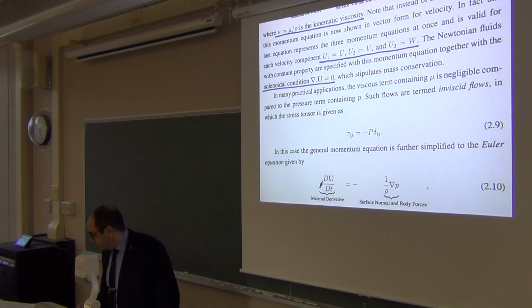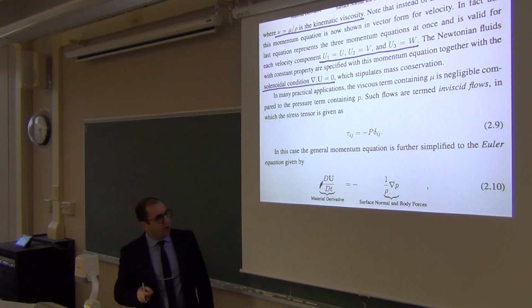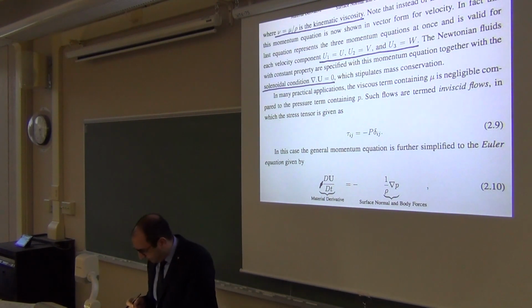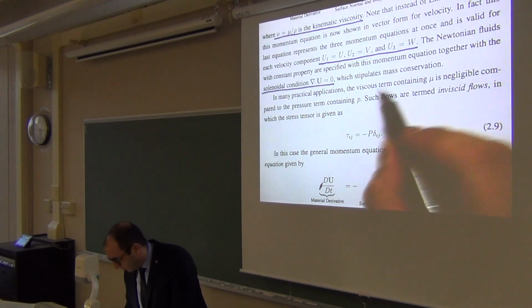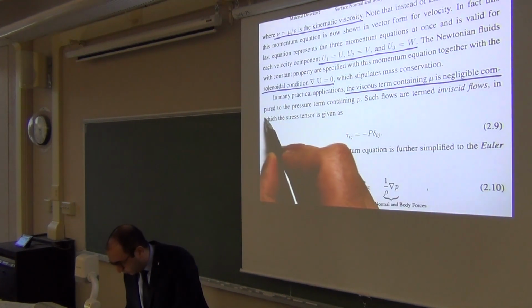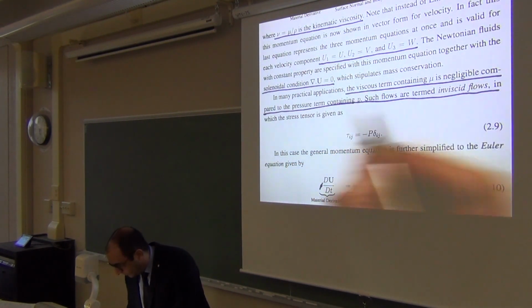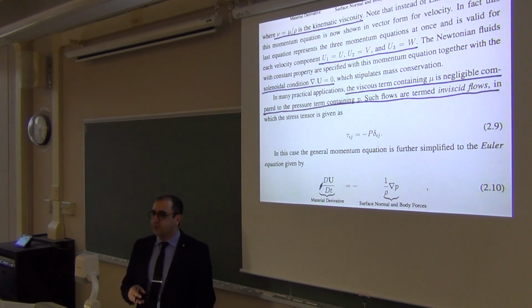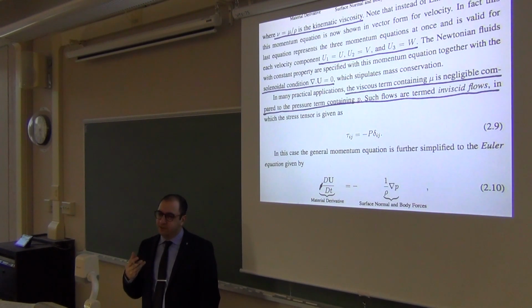The equation does simplify substantially. There's a lot of flows in which viscosity is not really that strong or important. So the viscous term containing mu is negligible for a lot of flows. Such flows are called inviscid flows. Inviscid, that means not viscous. And that happens for very thin fluids that do not really have lots of viscosity.